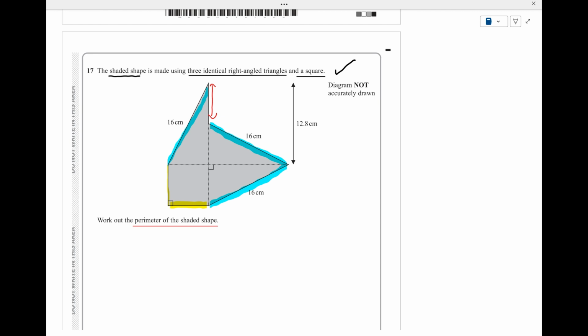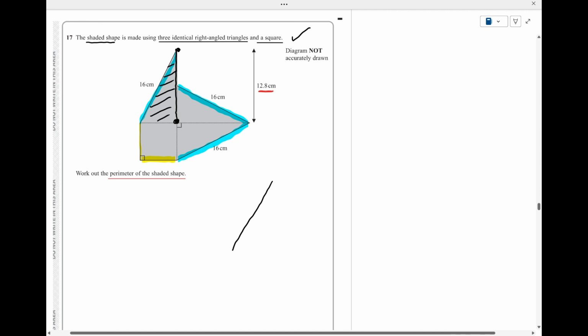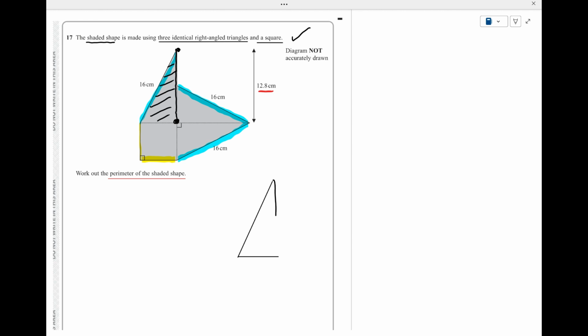Okay. But wait a minute, what's this 12.8 here? That 12.8, I think that is the length from here to here. Yes, it is. So let's look at this right-angled triangle. Let's draw it out. It's got a hypotenuse, a base, and a height. I know that the hypotenuse is 16, and I know the height is 12.8. So I can find this length here using Pythagoras.